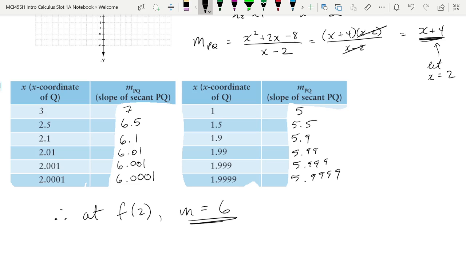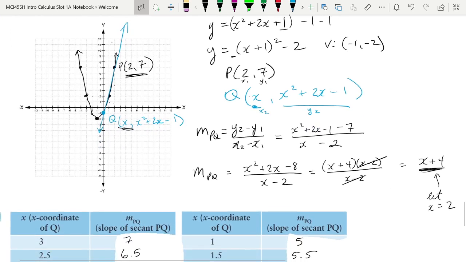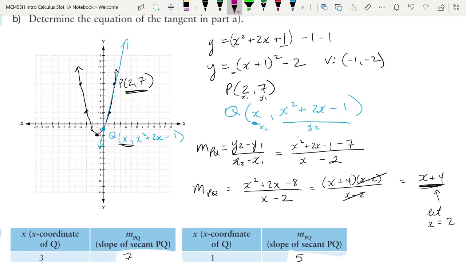All right, so that's basically my part A question, right? Find the slope of the tangent to the curve at the point (2, 7). Done. Question A is done. Now, determine the equation of the tangent. If I want the equation of the tangent, that's the equation of this purplish line here, which should be straighter, obviously. It's the line of the tangent.